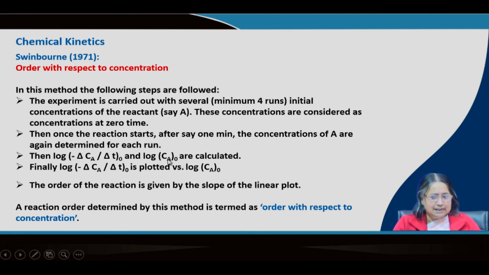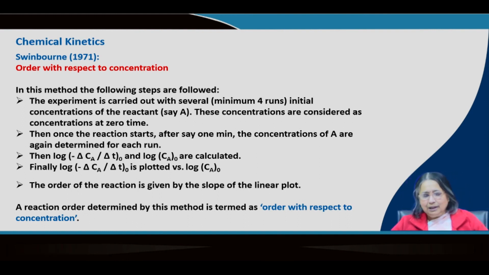So, log Ca0 we can easily calculate, and then we have to plot log of minus delta Ca by delta T versus log Ca0. Here also we have to see the slope of the straight line. Once the slope is known, we can find out the order of the reaction from the linear plot. The reaction order determined by this method is termed the order with respect to concentration. These two are very nice methods.